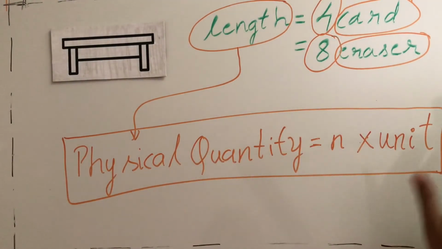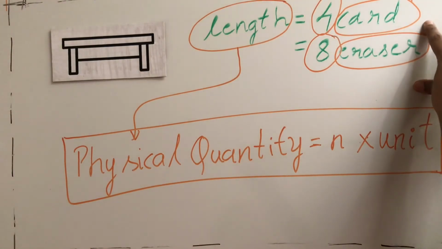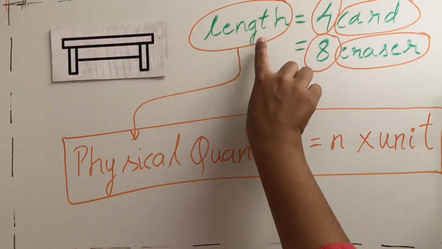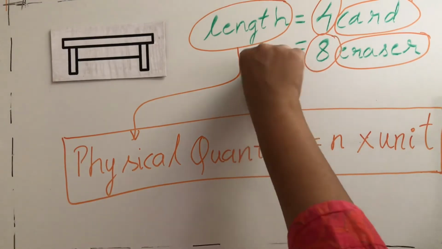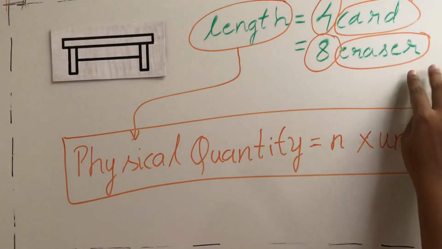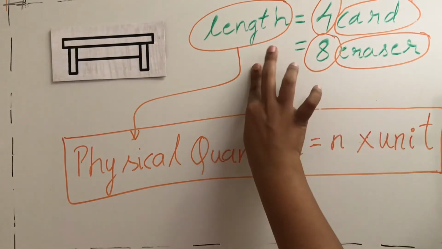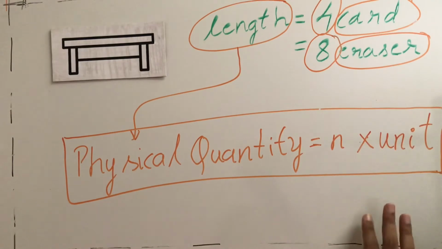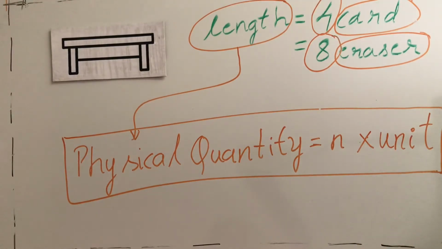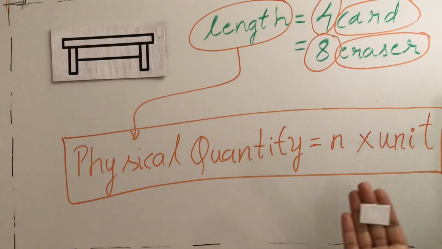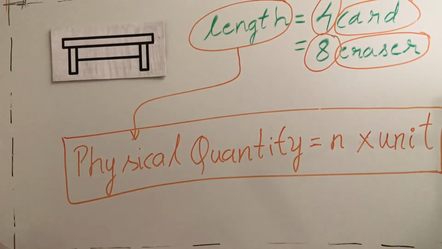Means to say that if I repeat the unit card for 4 times, that will give us the length of the table in terms of card. And if I repeat the eraser for 8 times, that will give us the length of the table in terms of eraser. But practically we can't use the card or eraser, because if you call up a furniture shop and ask them to make a table in terms of a card or eraser, they won't be able to turn it out, because that is not a standard unit.